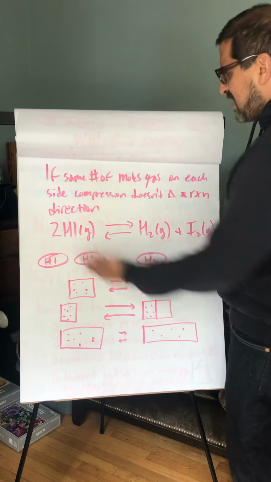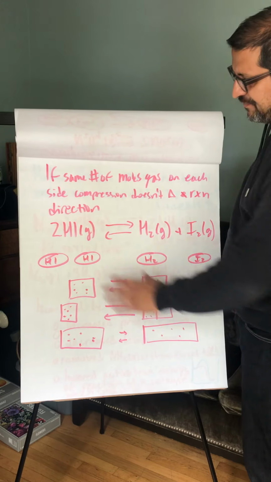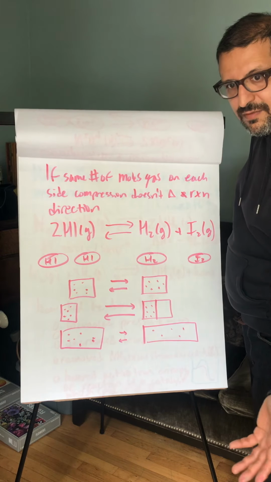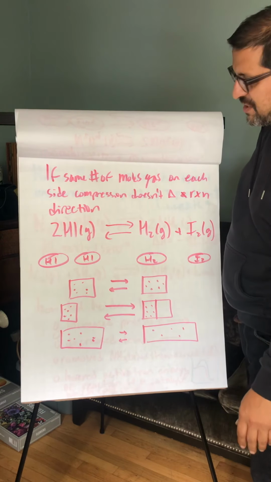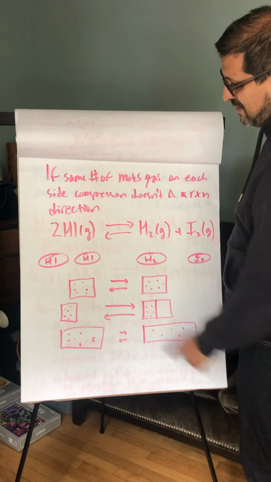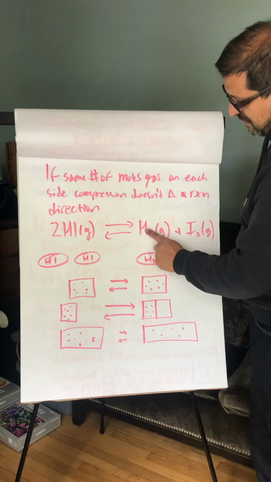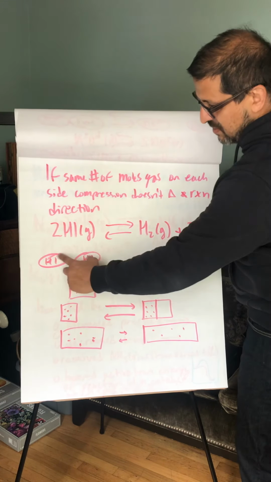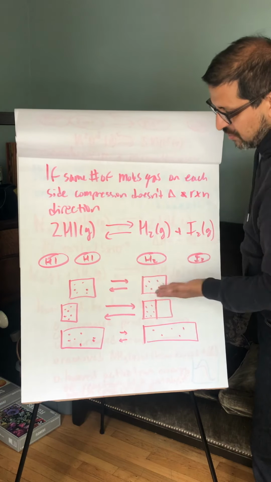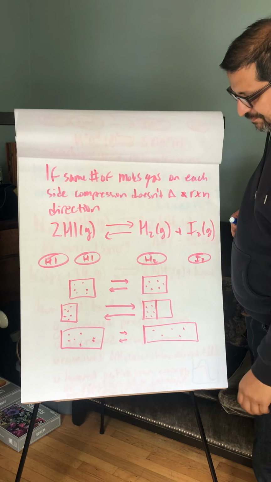Because if you have the same number of moles of gas on each side, changing volume and changing the pressure of something doesn't really do anything. So I have two HI molecules giving H2 and I2. So 2 of these and 2 of these. This is at equilibrium.